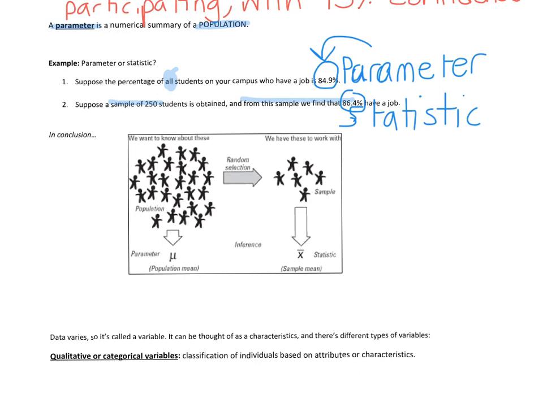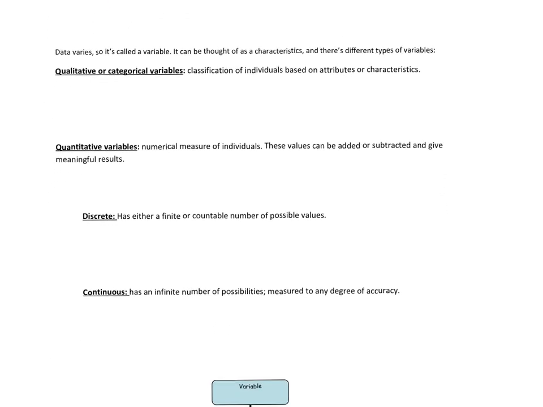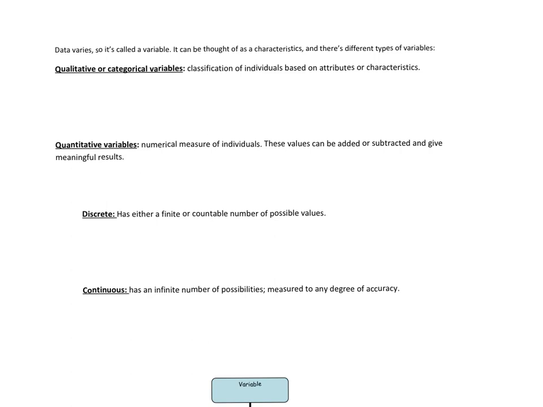The second step in the process of statistics is collecting data. So when we're collecting data, we have to know how to classify the data. All right, so let's look at these definitions. So first of all, the data is called a variable because it varies. It can be thought of as characteristics, and there are different types of variable.